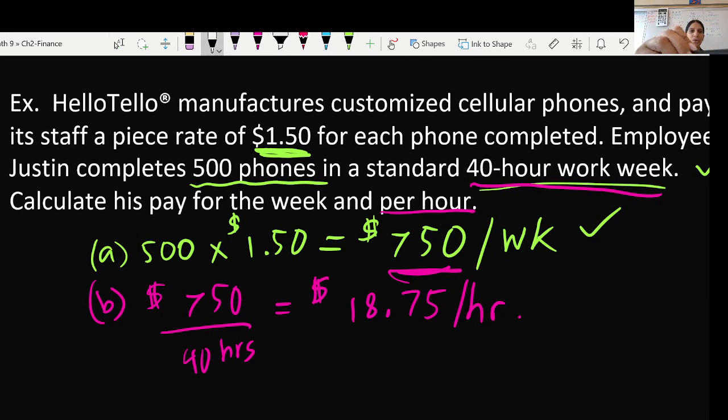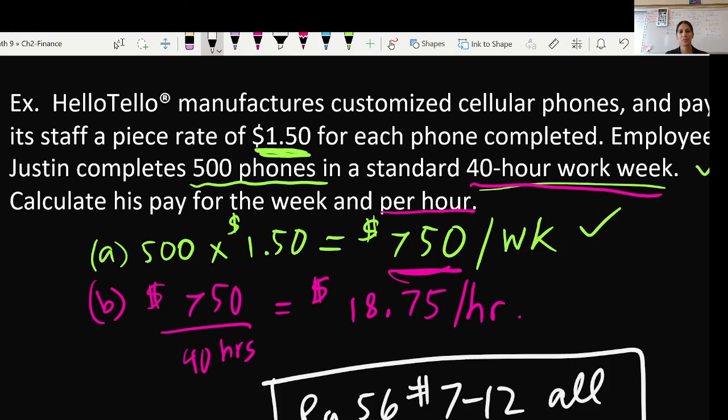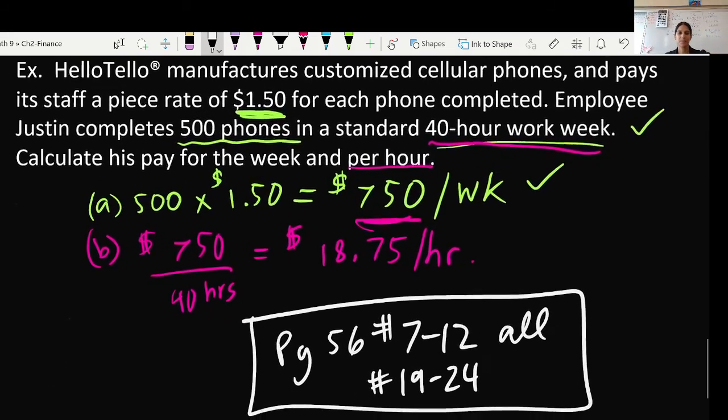Okay, your assignment is page 56, numbers 7 to 12 all, and numbers 19 to 24. There's your work. I hope you found that to be helpful.